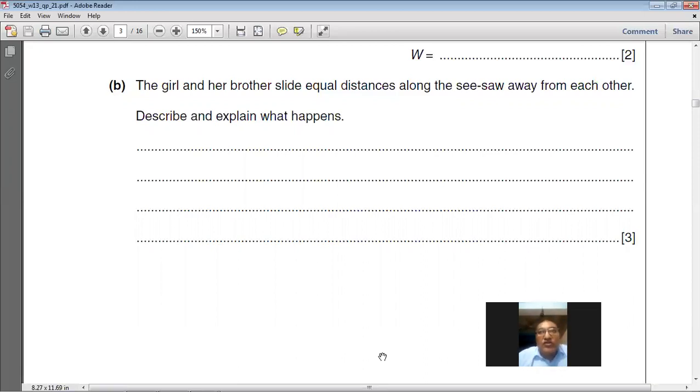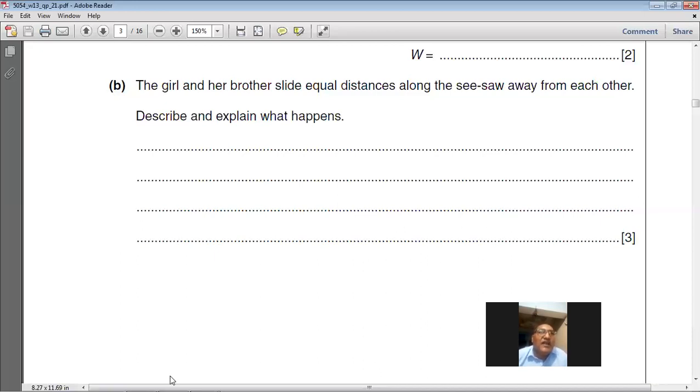So due to this, what will happen? The moment produced by the girl, which is an anti-clockwise moment, will be more than the moment produced by the boy, which is a clockwise moment. And due to this, the resultant moment will be anti-clockwise. It means that the seesaw will tip down on the girl's side.